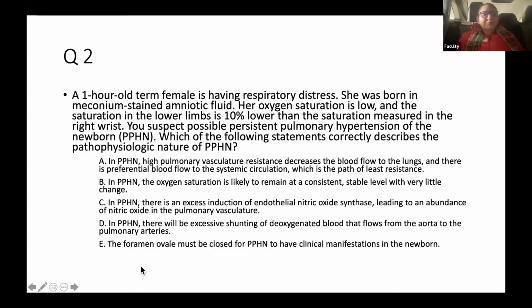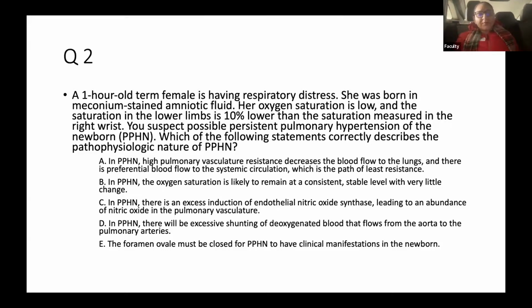Okay, the next question. A 1-hour-old term female is having respiratory distress. She was born in meconium-stained amniotic fluid. Her oxygen saturation is low and the saturation in the lower limb is 10% lower than the saturation measured in the right wrist. You suspect possible persistent pulmonary hypertension of the newborn. Which of the following statements correctly describes the pathophysiological nature of PPHN?